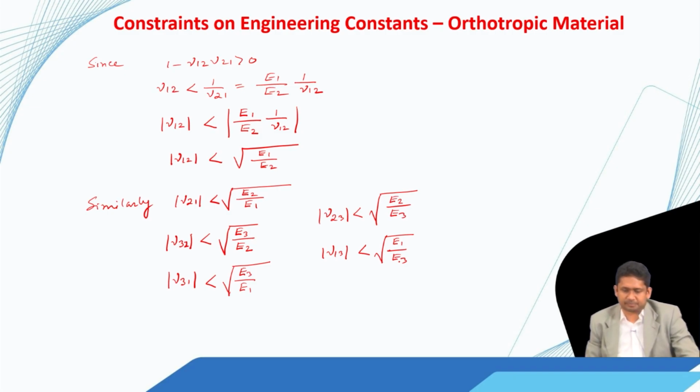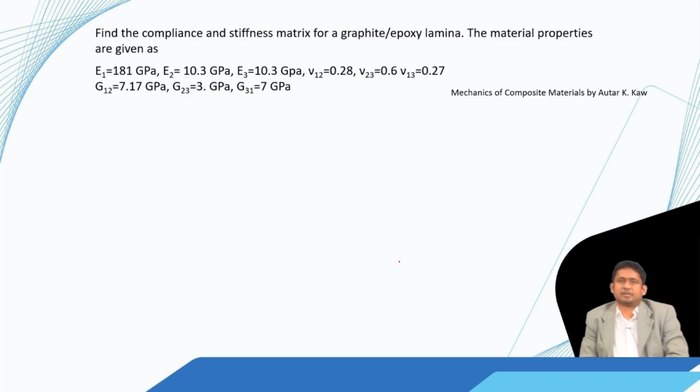Now, we have completed the discussion on these engineering constants, and we have seen their use, and how with those we can find out the components of the compliance and stiffness matrix. We have also seen what kind of restrictions they have to follow. Now, let us see just one very simple numerical example.